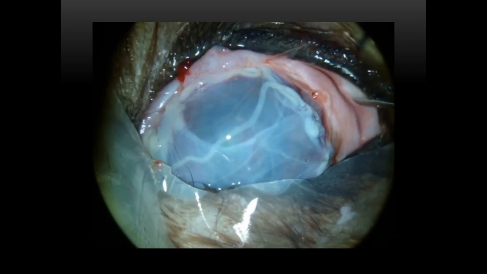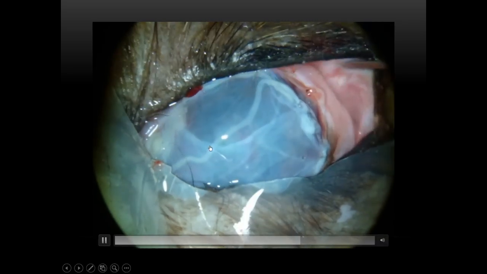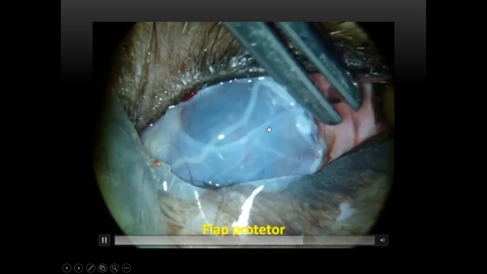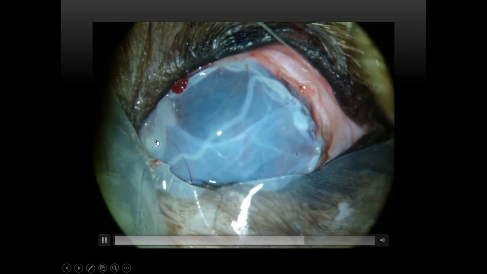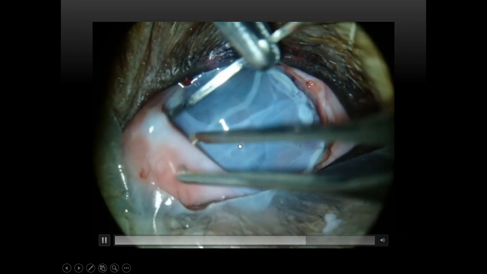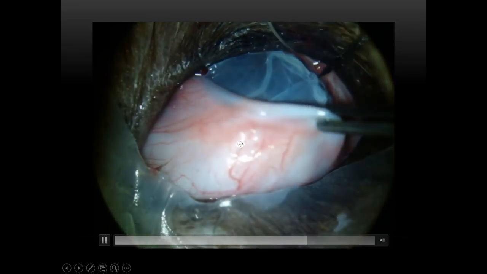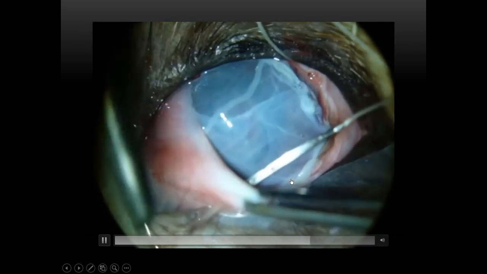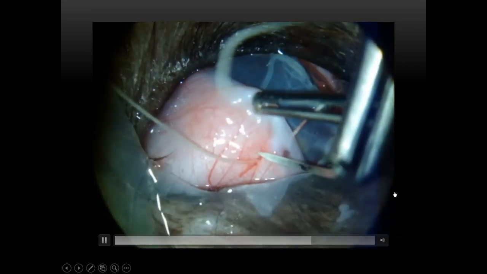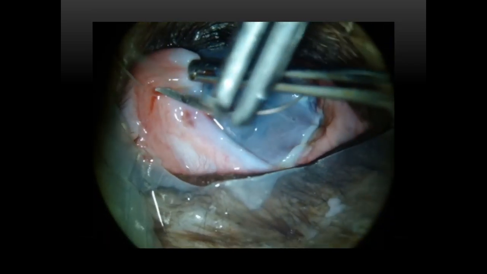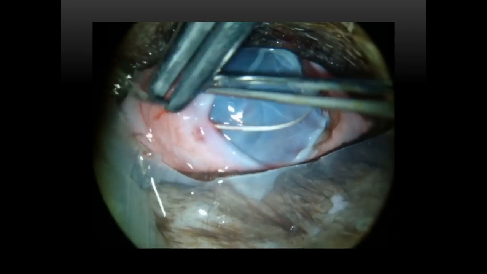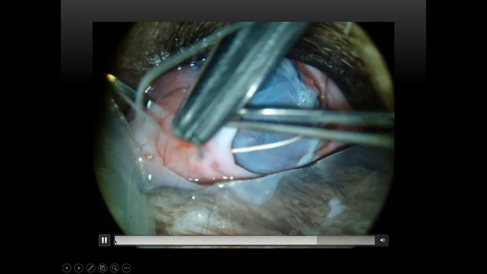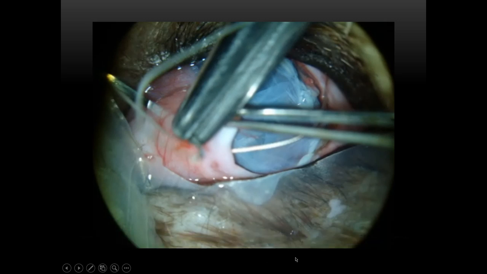So this is right at the end of the procedure. We're going to do a third eyelid flap just to protect the area of the surgery. And you leave the third eyelid flap protecting the corneal surface for at least 10 days. So I believe everybody knows the technique for doing a third eyelid flap.